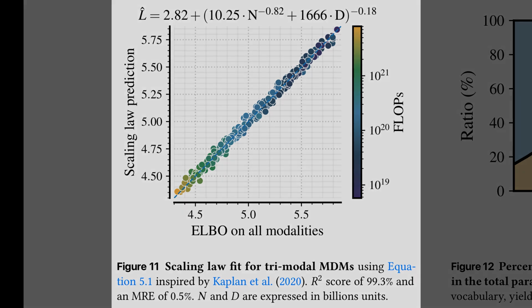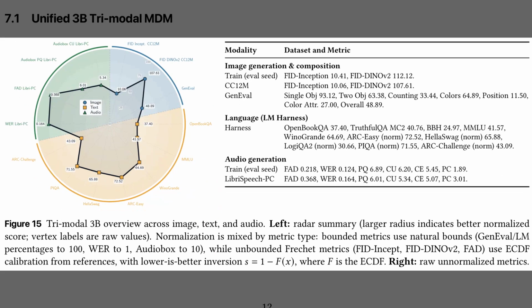Well, with the previous figure confirming the scaling predictions, Figure 15 now summarizes the actual capabilities of the unified 3 billion parameter model. On the left, the radar chart splits performance into 3 sectors: green for audio, blue for images, and orange for text, where a larger radius means a better normalized score. The table on the right lists the specific numbers, highlighting solid results like 42% on MMLU. This demonstrates that the model handles these diverse tasks competently, without needing separate specialized networks.